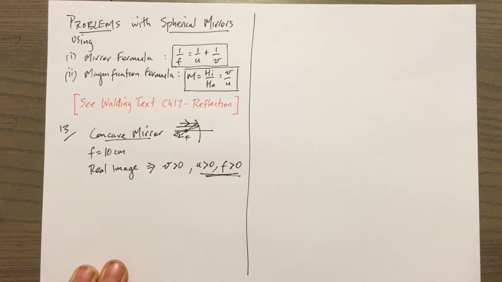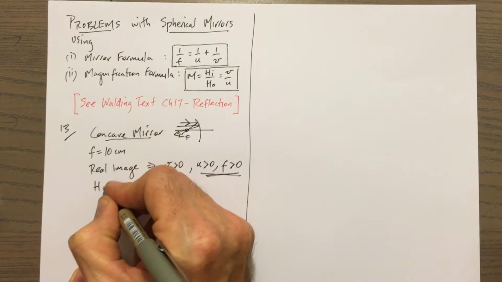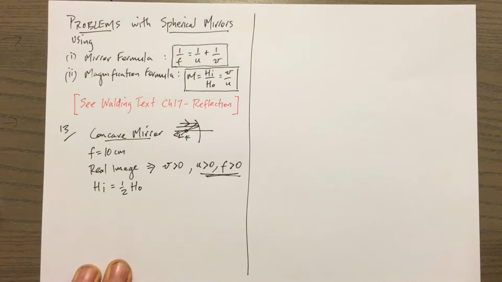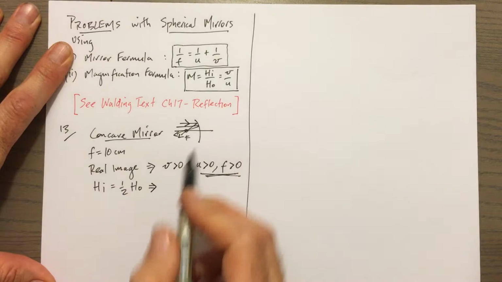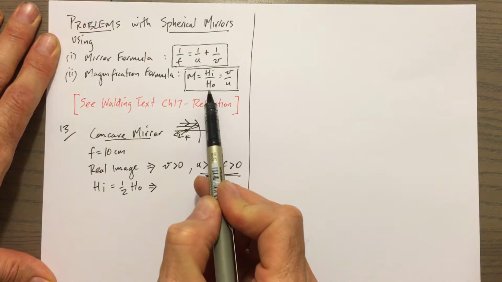Good. All right, what else do we have here? The height of the image on the screen is half the size of the object. What does that tell us? Well, that tells us something about magnification, because if we look up here, magnification is the ratio of the image height to the object height.